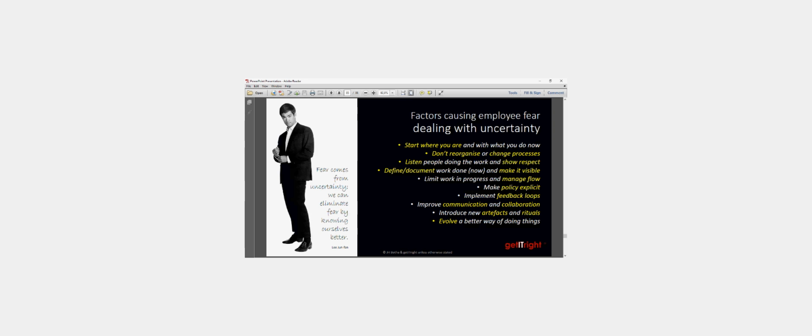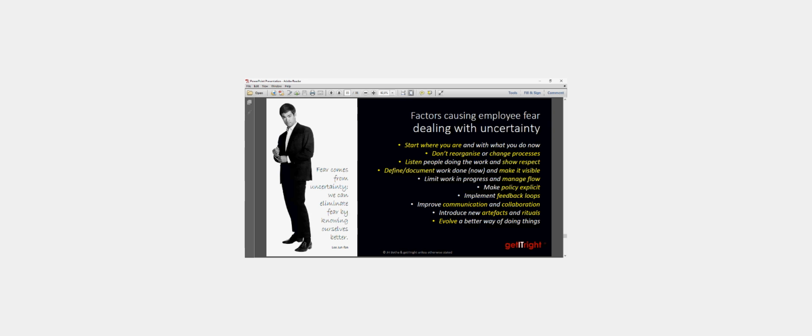You're not going to go to the ITSM consultant who's going to tell you that this is the best way, that the book says that you need to do it. The context is different. Speak to the people who are doing the work. Define work and make it visible. Make it measurable and make it visible.